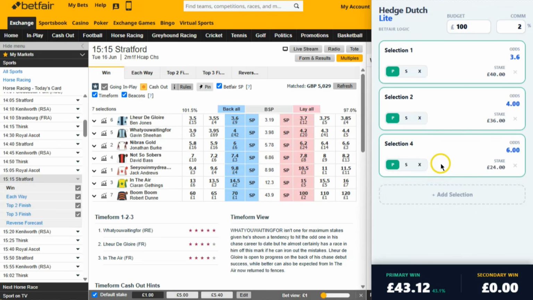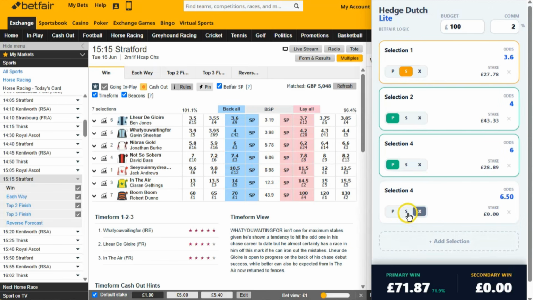So let's just pretend that we didn't think the favourite was going to win. So we take the favourite out. That puts our stakes up. But we're a bit worried about this one, so what we do is add a selection, and we are going to hedge this one runner. So we're hedging the favourite, and we're hedging selection 4.